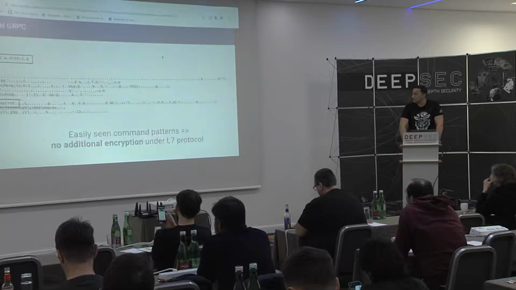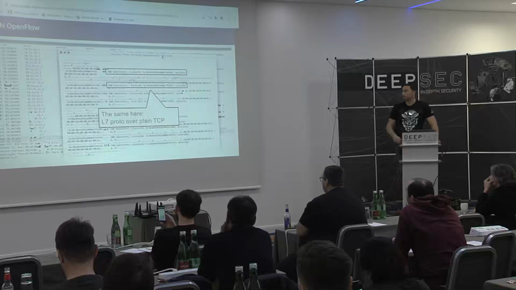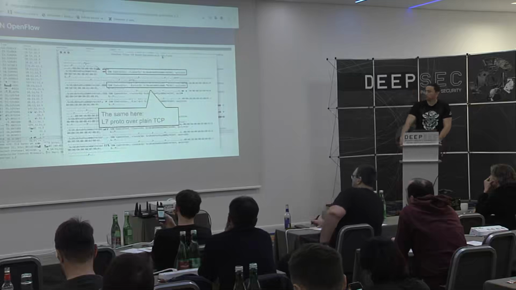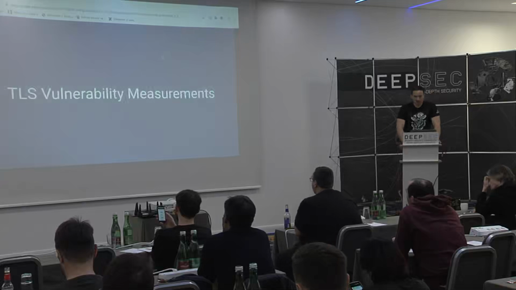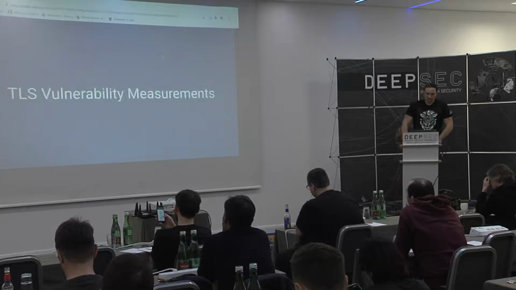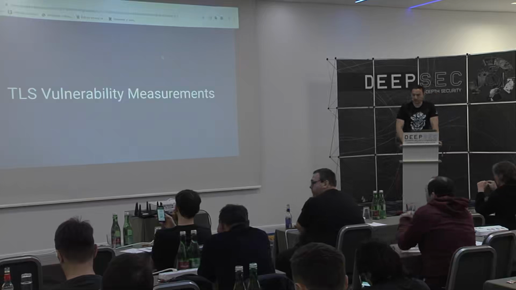For example, gRPC-based protocol or OpenFlow protocol. Absolutely all protocols on this platform use clear text communications. Okay, the next question is what about TLS vulnerabilities in SD-WAN?